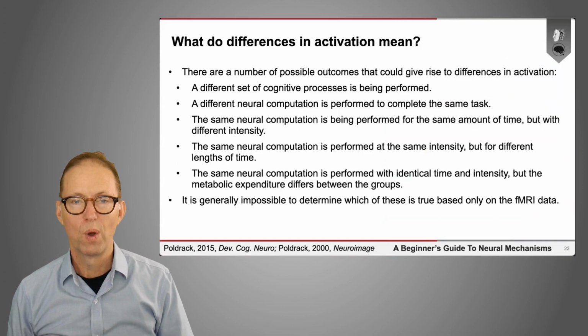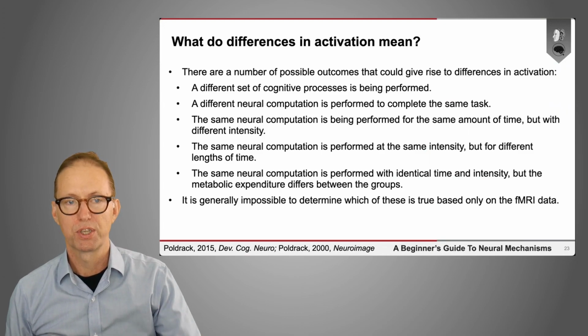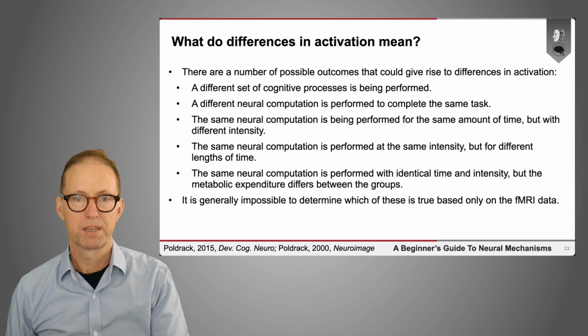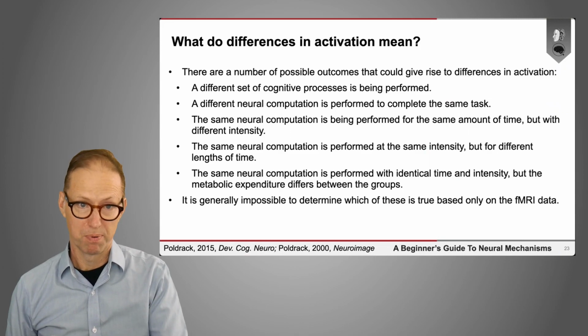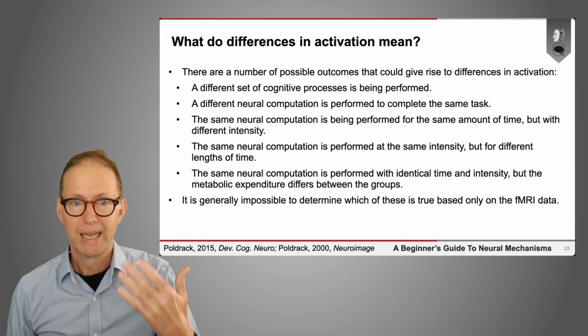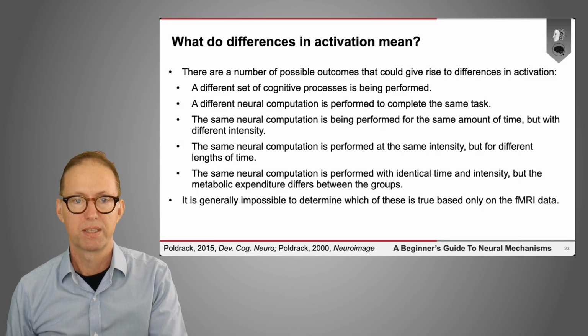So if we ask, what do differences in activation mean? It turns out that there's a lot of different outcomes that could give rise to any particular difference in activation. So let's say that we see a difference across two different task conditions. It could be that a different set of cognitive processes is being performed across those two. It could be that the same cognitive process is being performed, but a different kind of neural computation is being performed to complete the same cognitive process.